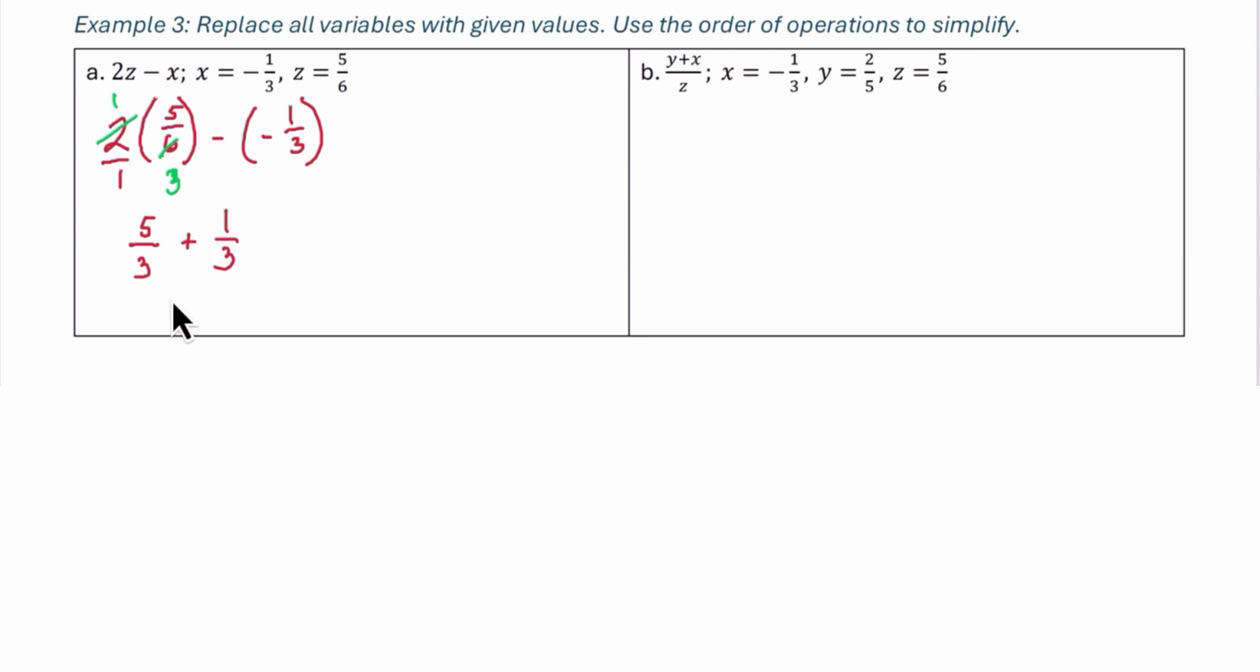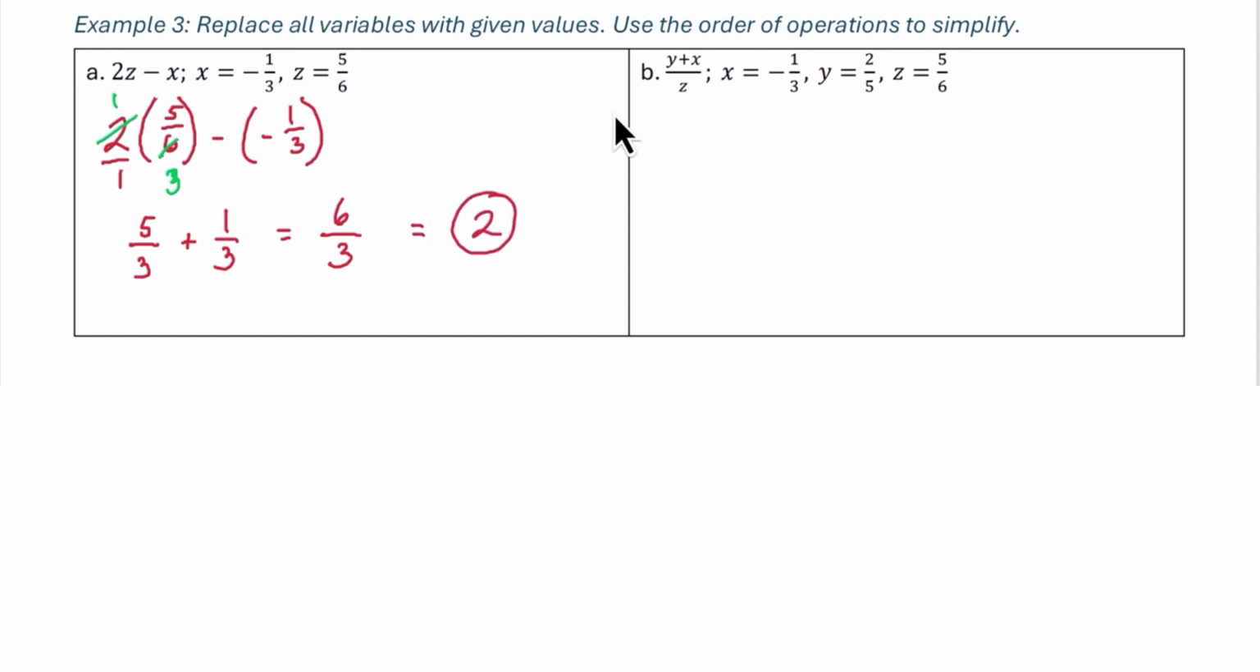Notice we now have a common denominator. We are allowed to add these since it's a common denominator. The denominator stays the same and we add the numerator. 5 plus 1 is 6. And finally, 6 divided by 3 is 2.